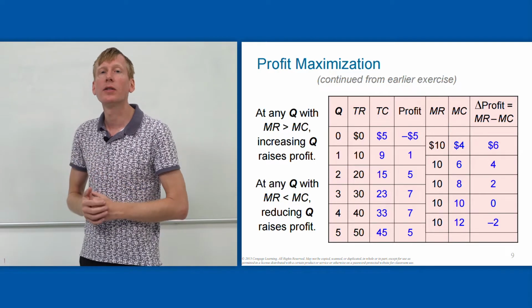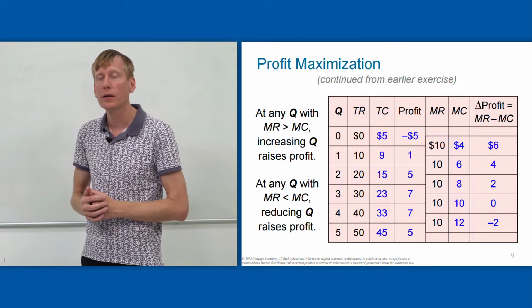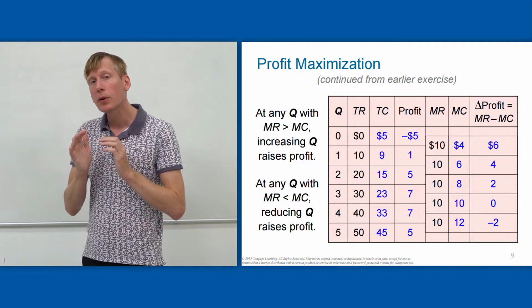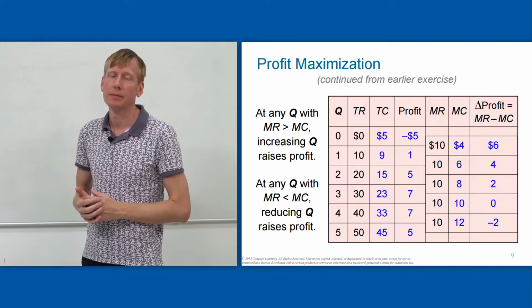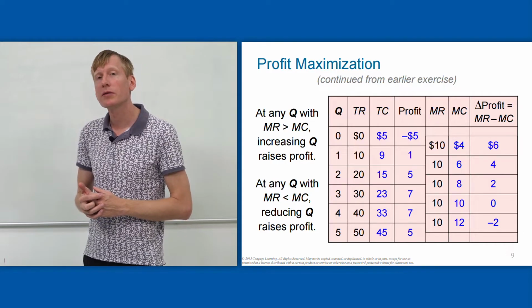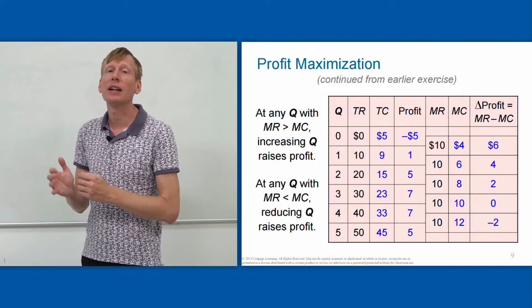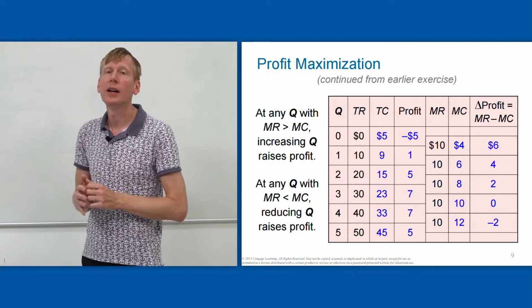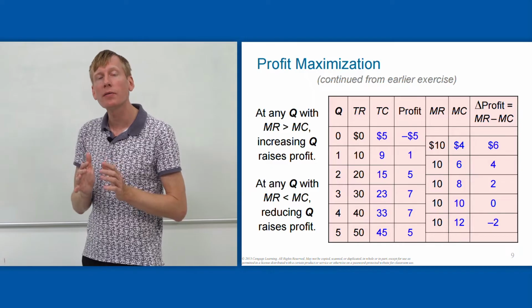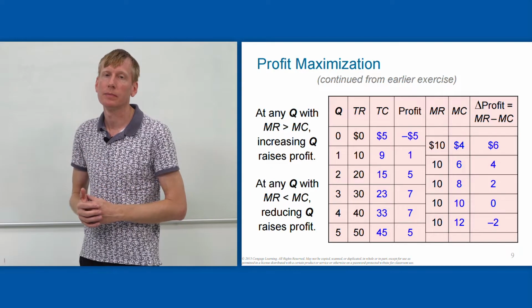As they increase their output from 3 to 4, now the price is 10, marginal revenue is 10, but now marginal cost is also 10. So as they go from 3 to 4, their profit does not increase. It stays the same. It doesn't fall, but it stays the same. Now marginal revenue and marginal cost are the same.